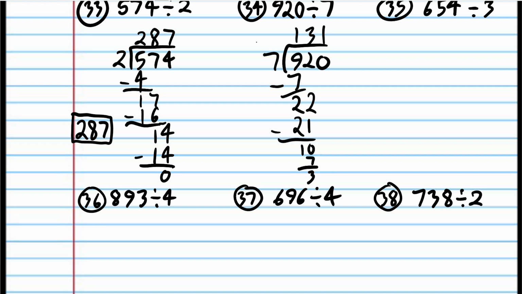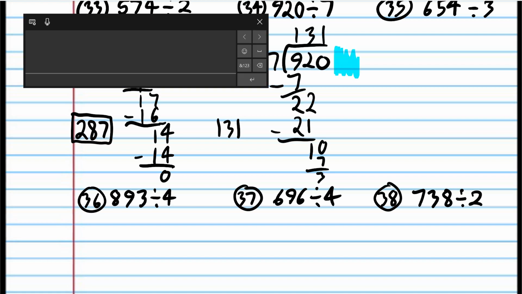All right, 10 minus 7 is 3. Actually, I wrote that wrong. I've got to line those up properly. All right, 10 minus 7 is 3. All right, so 131. And by the way, at this point we know we're done because there are no other numbers here.